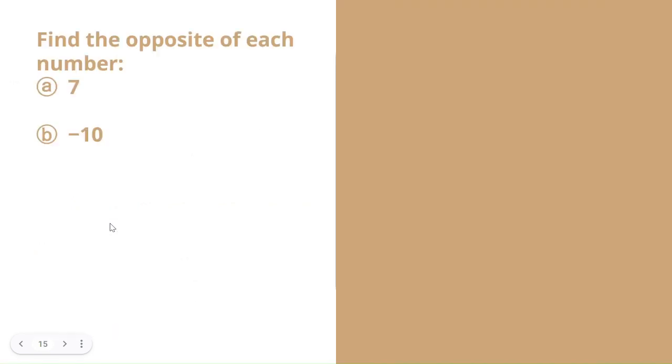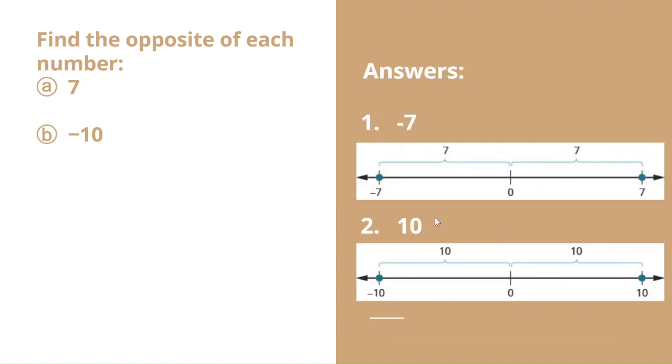So now you can try to find the opposite of each number. This one is really easy, so I'll just give you an answer. For the first one, it's -7. Just add a minus in front of it, which is having 7 numbers between. 0 to 7 is 7, and 0 to -7 is also 7, and 10 is the same.